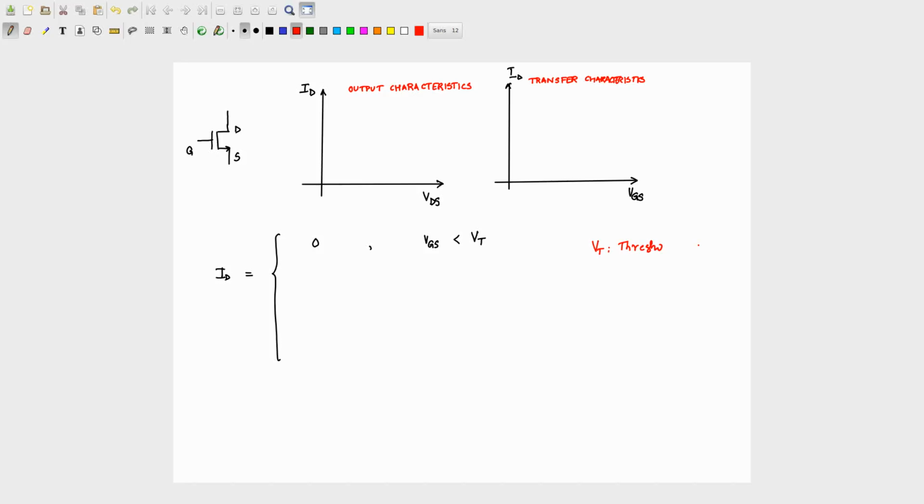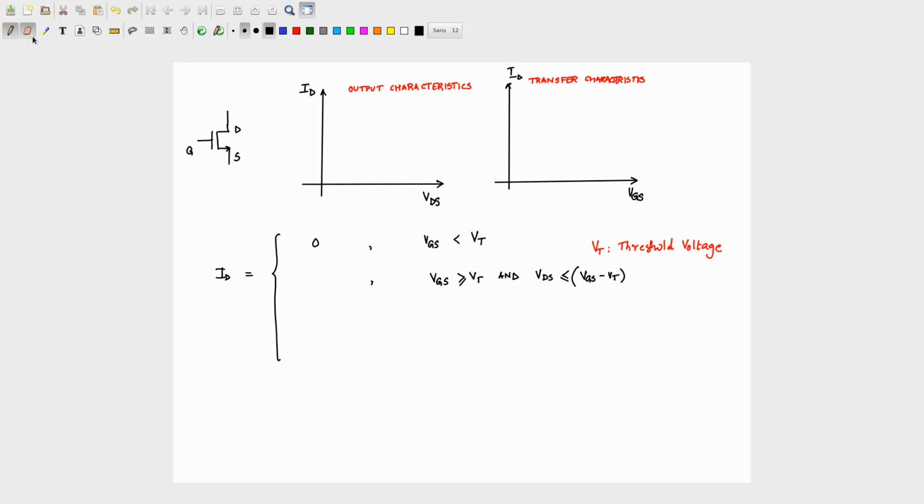The first situation I will consider is when the current is 0, when the voltage VGS is less than another voltage called VT, and there is a name for VT which we will write down here. So VT is called the threshold voltage. Right.